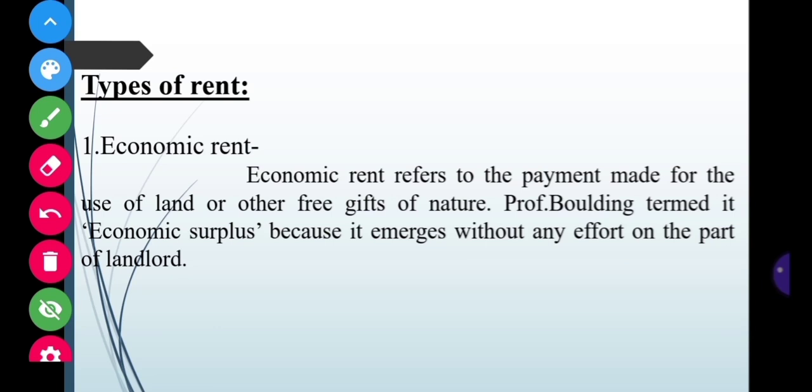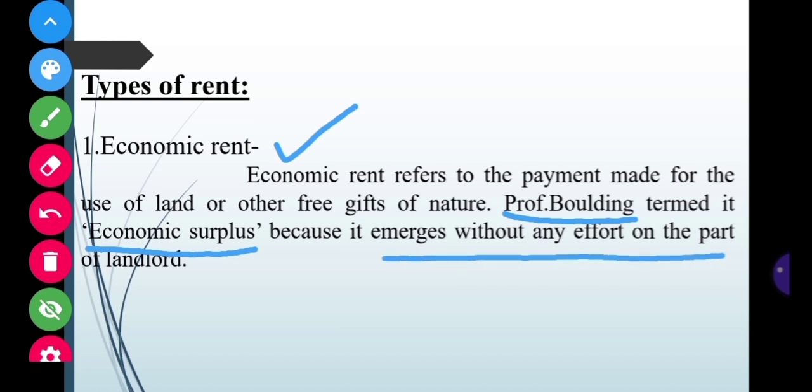Next, types of rent, or say the classification of rent. Rent can be classified into 4 categories. Among those, the first one is economic rent. Economic rent refers to the payment made for the use of land or other free gifts of nature, which we have already discussed in the previous slide. One more thing we have to remember is that Professor Boulding termed it economic surplus. Why? Because it emerges without any effort on the part of land.